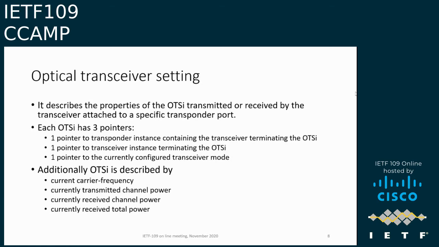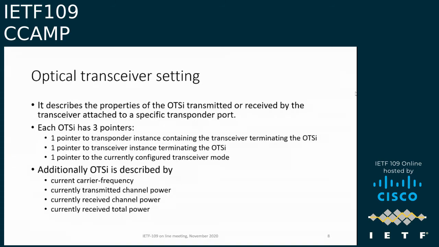The model is provided in two parts. One part provides the description of the capability of the transceiver, and the other is the part of the setting. Any OTSI is a signal that is generated by the transceiver that is attached to a transponder, so we describe the setting in the sense that any OTSI transmitter or receiver is related to a specific transceiver attached to a transponder.